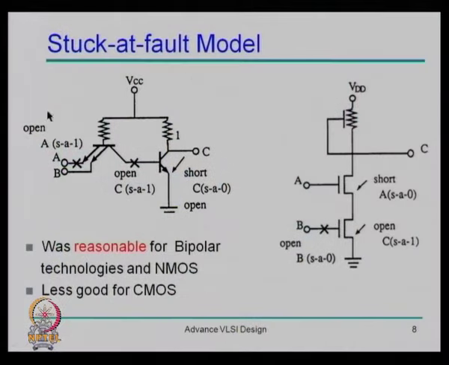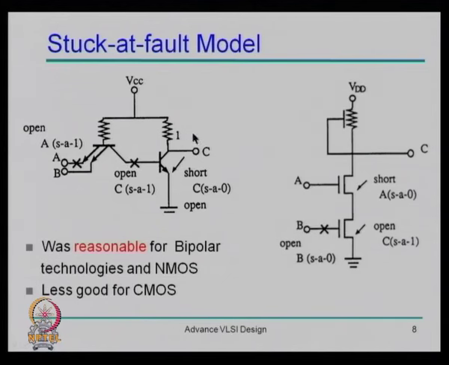In the same way, if this input is open, then this transistor won't conduct, and the effect of that is you will see node C is always at VCC, and hence you can say that node C is stuck to logic 1. This is the case in the TTL technology.